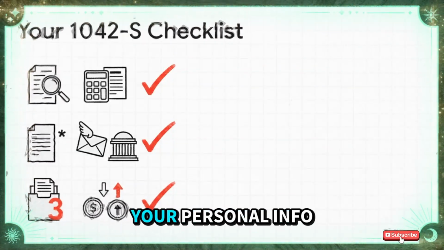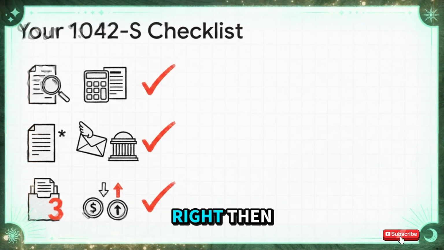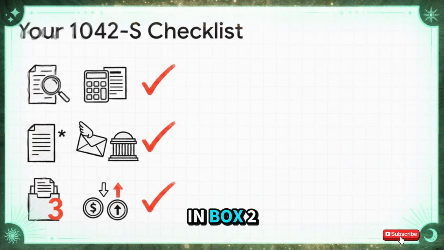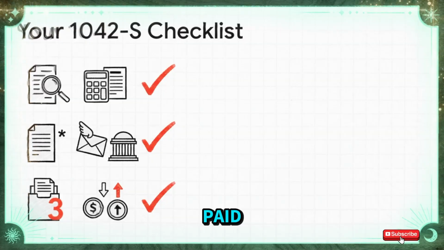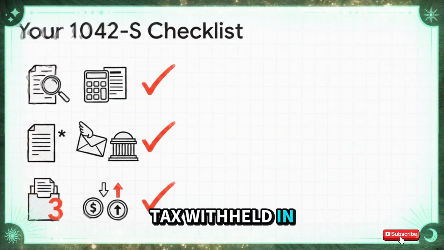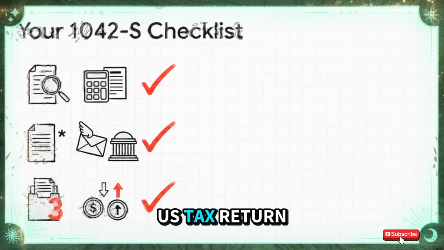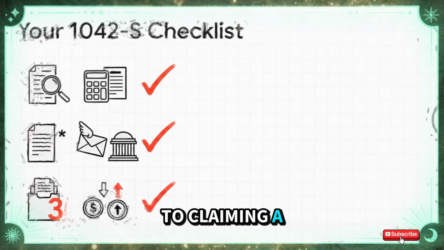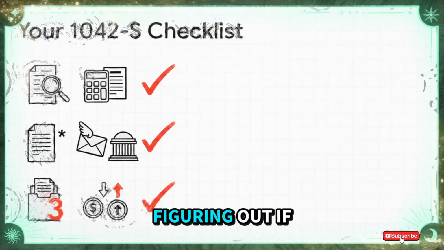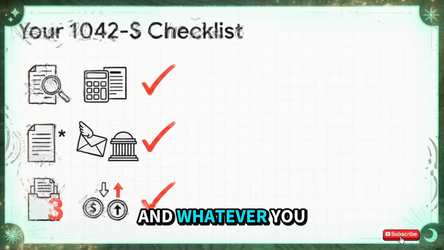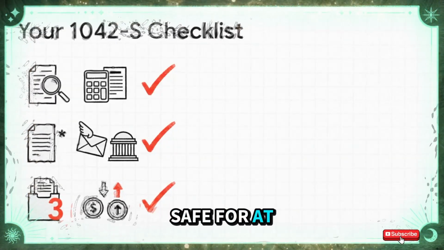First, check all your personal info. Make sure it's right. Then, match the income in box 2 to what you know you were paid. Double-check the tax withheld in box 7A. You're going to use this form to file your U.S. tax return. It's your key to claiming a refund if they took too much, or figuring out if you owe more. And whatever you do, keep this form safe for at least 3 years.